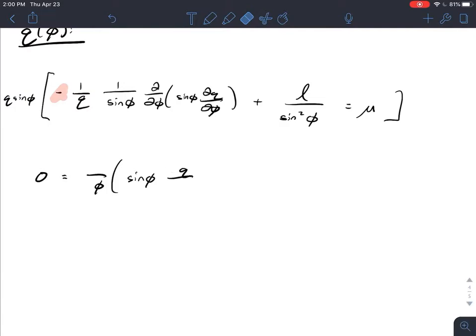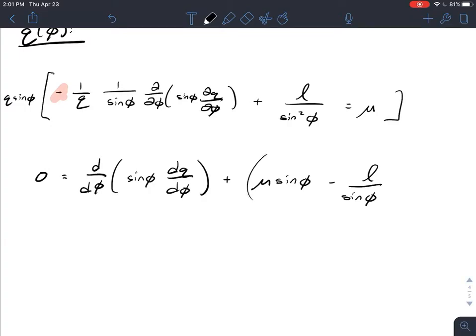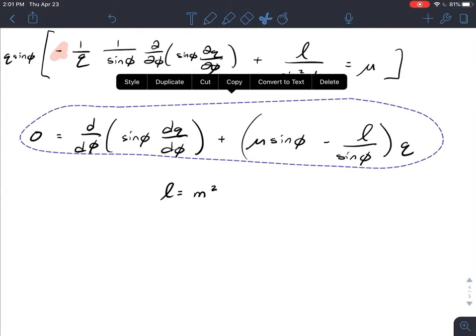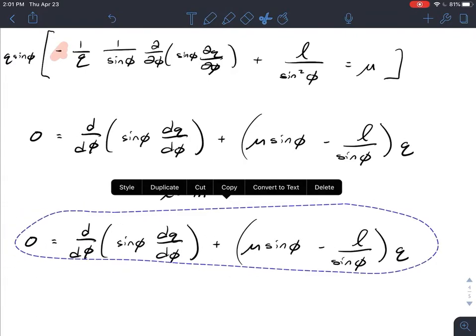Since these derivative operators are only dependent on one term, now we can just do normal differential operators. d phi, continuing the multiplying, so plus mu sine phi minus L sine phi multiplied by q is equal to 0. Let's just double check, make sure. Yes, okay. Remember that L from earlier, so this is the same L. L is equal to m squared. Okay, so let's make that quick substitution.